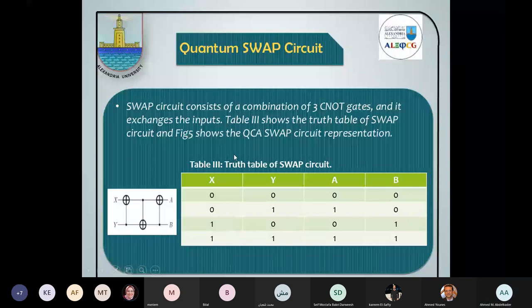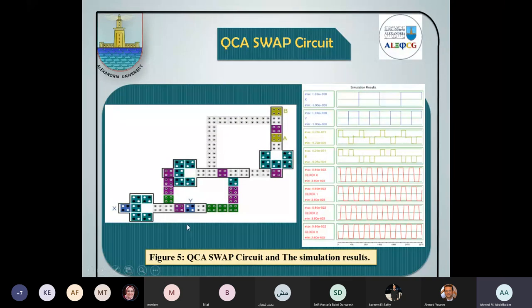A swap circuit is a combination of three CNOT gates connected to each other using wires to perform the QCA swap circuit. As shown in figure 5, three CNOT gates are connected to each other using QCA wires. The outputs are A and B, and the two inputs are X and Y.